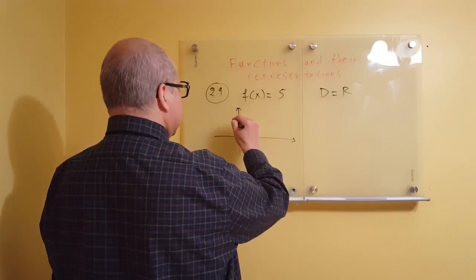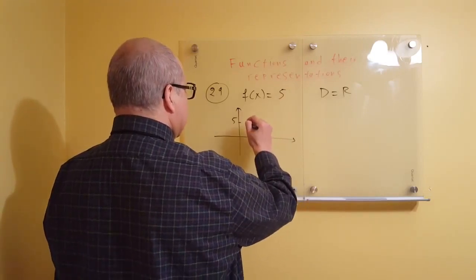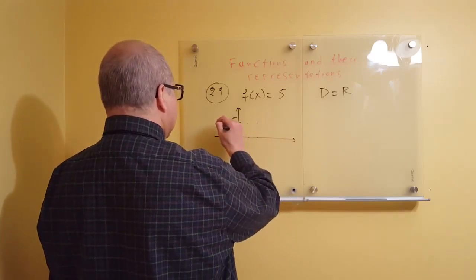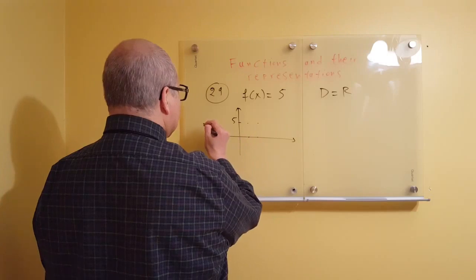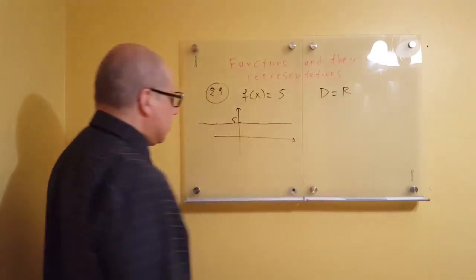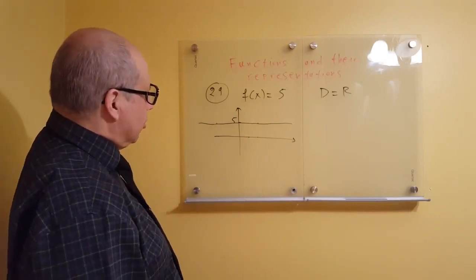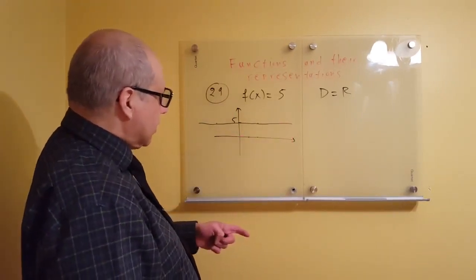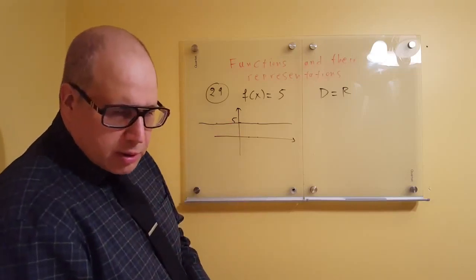So let's say here is 5. For this value here it's 5. For this value it's 5. For this value it's 5. So that means that the graph of the function is this line here, which is parallel with the x-axis and passes through the point 5.